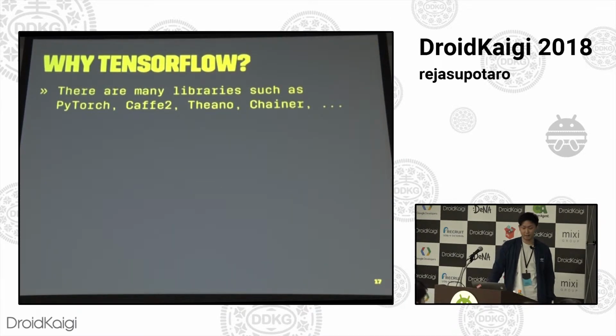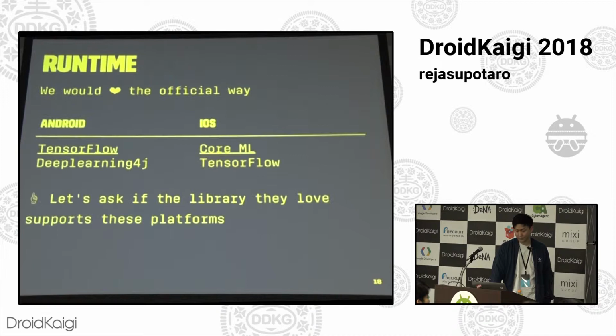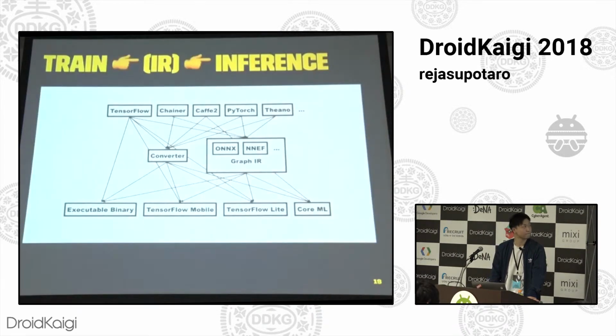And there are many libraries such as PyTorch, Caffe2, Theano, Chainer, so why do we use TensorFlow? The reason is simple. We all love the official way. It means there is a lot of documentation and many contributors. Hence, we would love to use TensorFlow for Android and Core ML for iOS. At least TensorFlow is the recommended library to build neural networks at Cookpad. By the way, some runtimes support multiple formats, and the graph intermediate representation is actively developed. It converts a specific format to another. In the future, which library we use wouldn't matter.